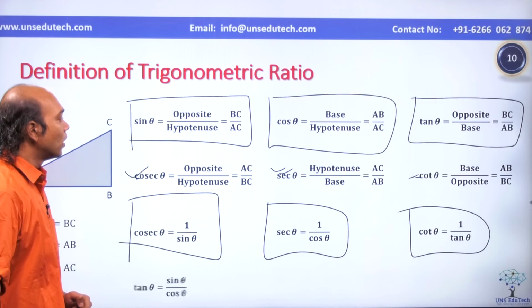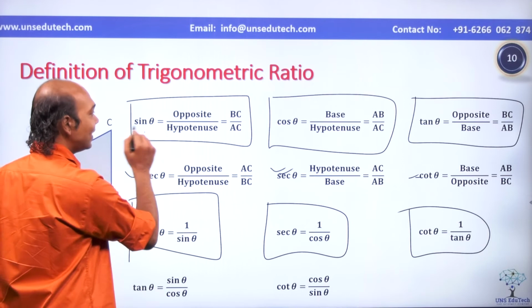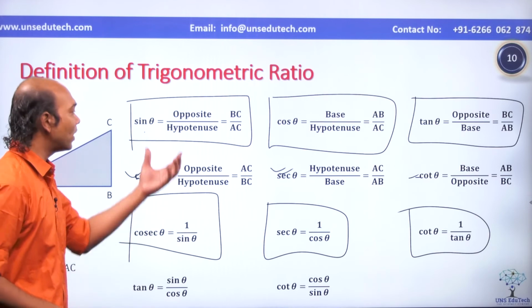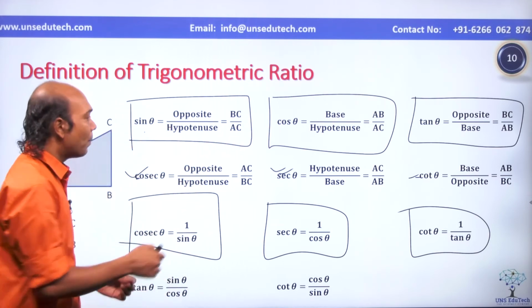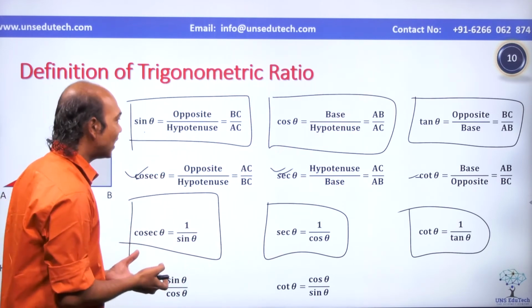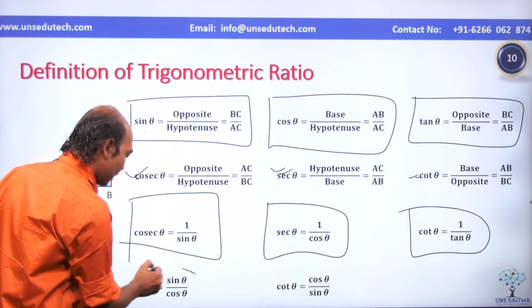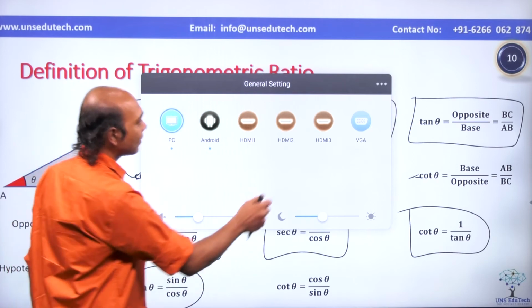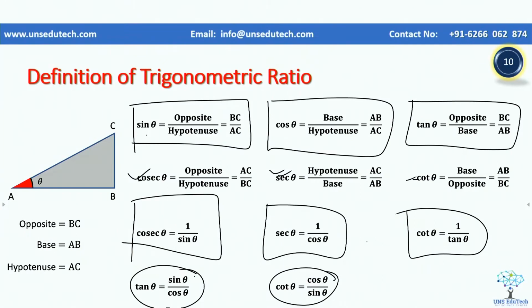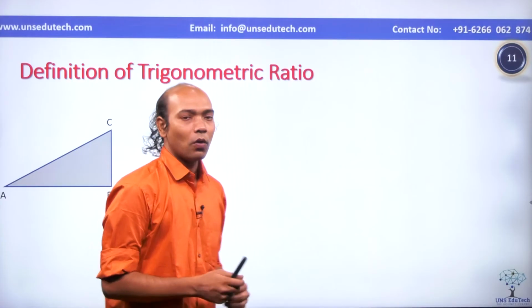Now, from this we can also conclude that if sine theta is opposite by hypotenuse, cos theta is base by hypotenuse, then what is sine theta by cos theta? In that case, it's obviously opposite by base because the hypotenuse gets cancelled. So that's why sine by cos is tan theta. That's another property. Sine by cos is tan theta. Cot theta is cos theta by sine theta. Now, we discussed all those things, right?